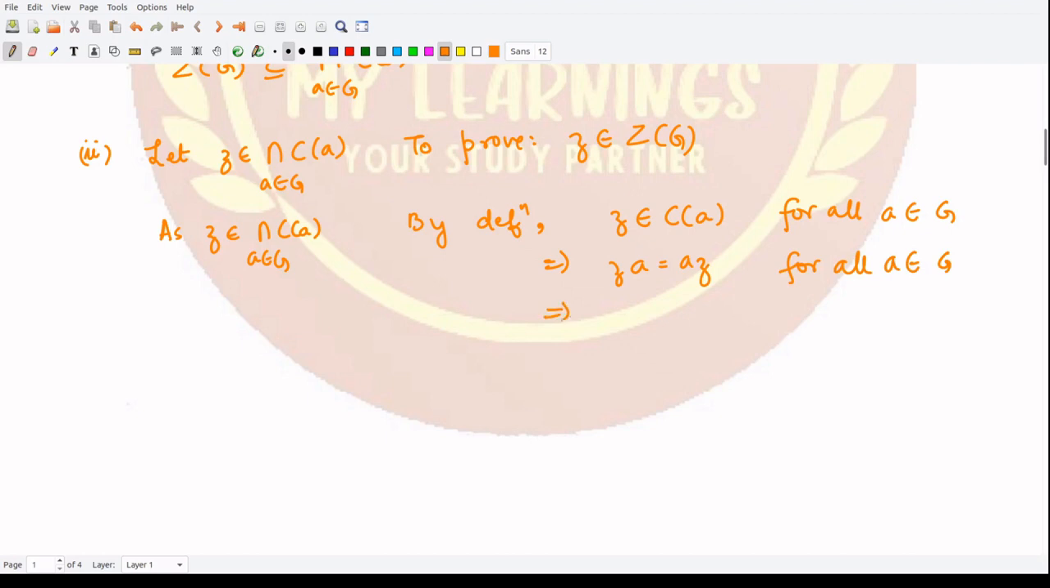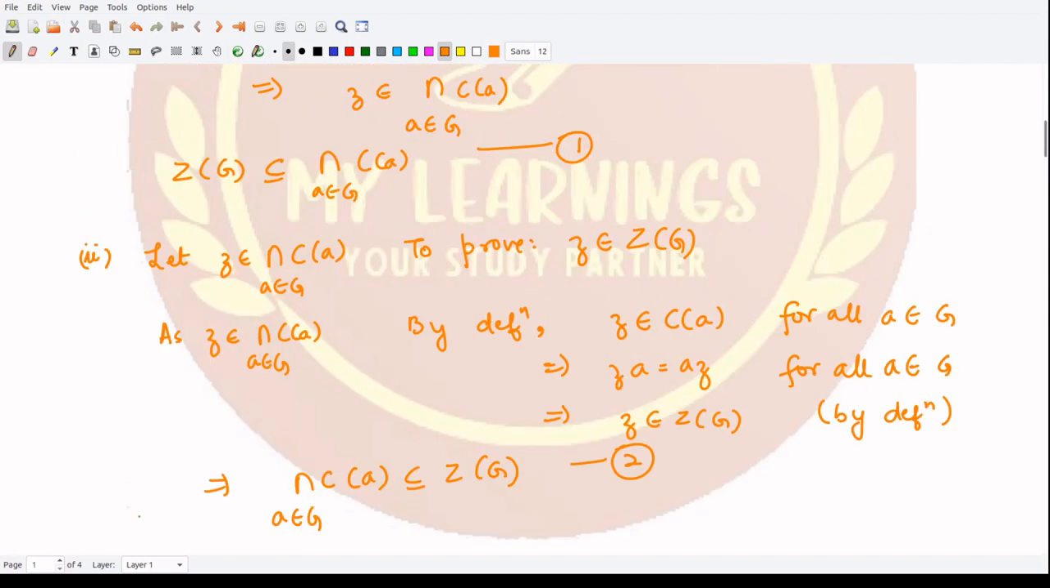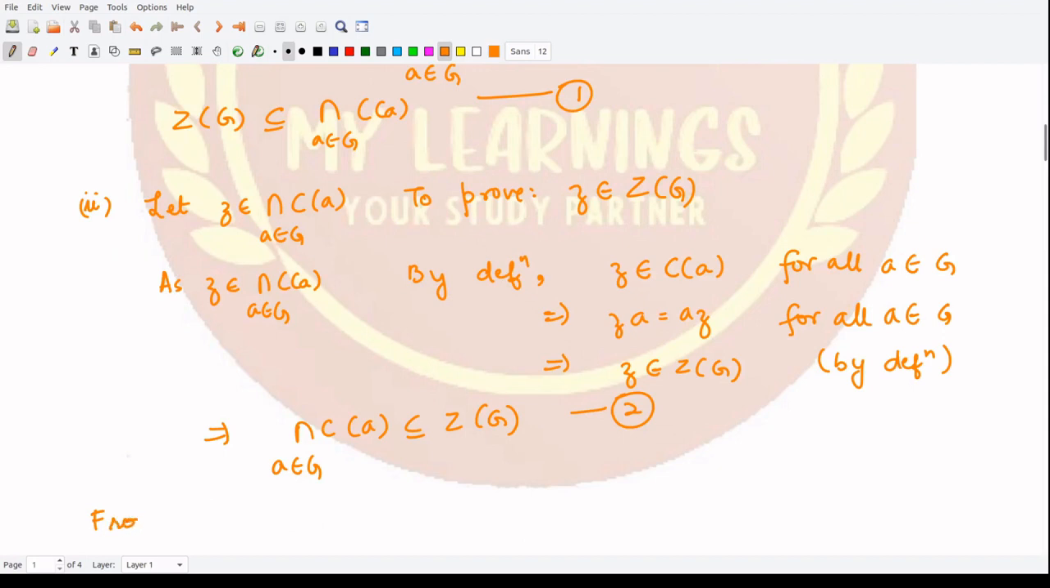So what does it mean? It means that Z belongs to the center of G according to the definition of the center, correct? So it implies that this intersection of C of A where A belongs to G is also contained in the center of G. Mark this as equation 2. So we can clearly say from equation 1 and equation 2 that both of them are equal to each other. So Z of G is equal to this intersection of C of A, where A belongs to G.